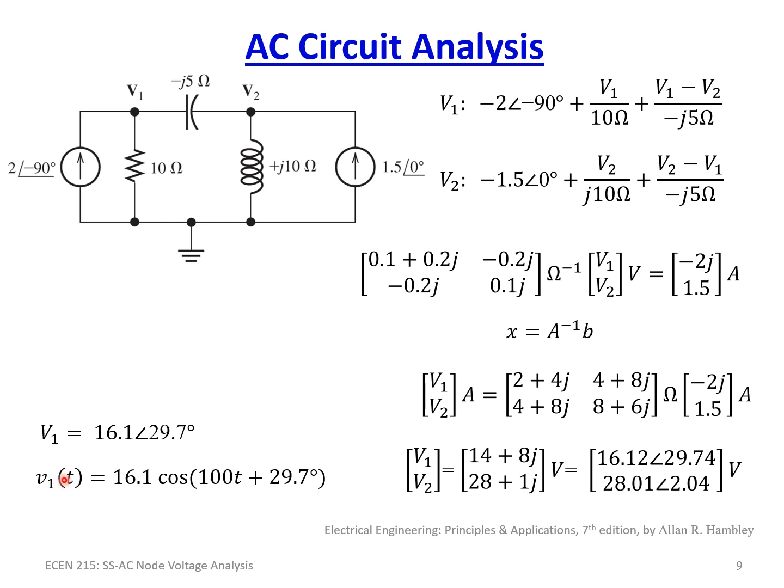We're asked what V1 of t was. It's just 16.1 volts cosine. Again, omega in the original setup was 100 radians per second, so that carried over: 100t plus 29.7 degrees. If you're asked for what V2 was, V2 of t would be 28.01 volts cosine 100t plus 2.04 degrees.